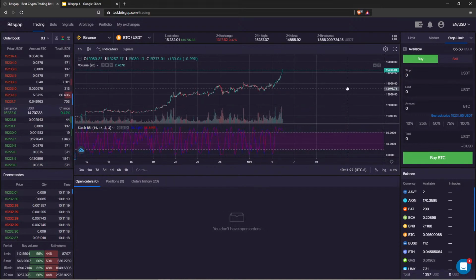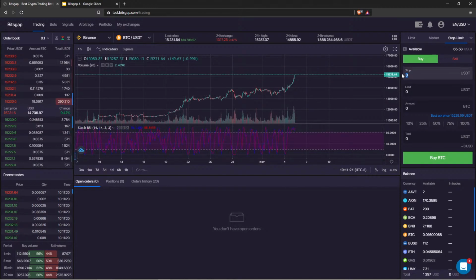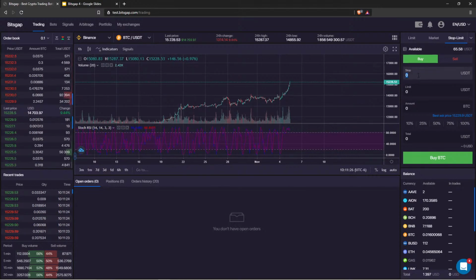So let's say as soon as the price reaches 15,400, you want to open a sell limit order at a price a bit higher, 15,500, and you're going to type in here the amount of BTC you are willing to sell or buy.